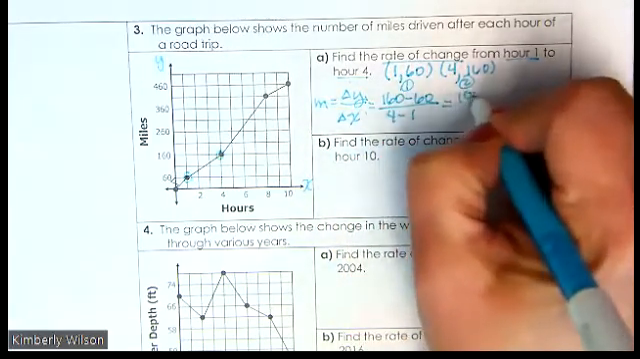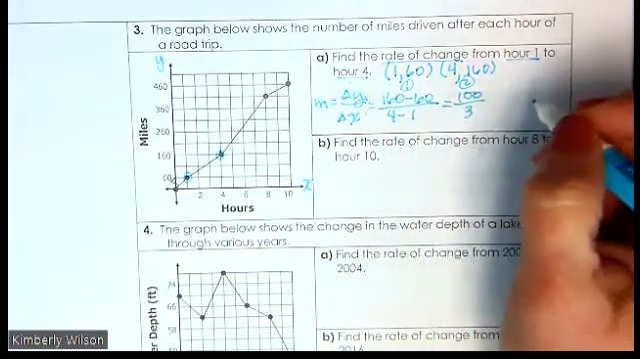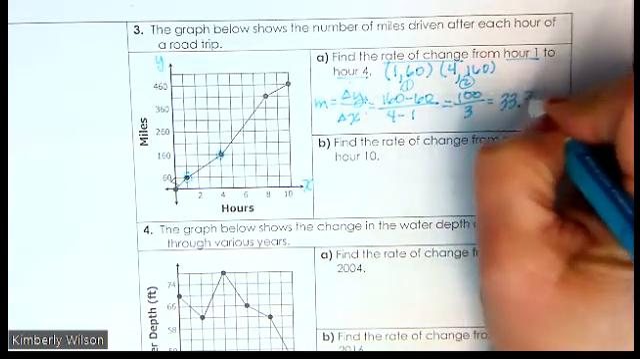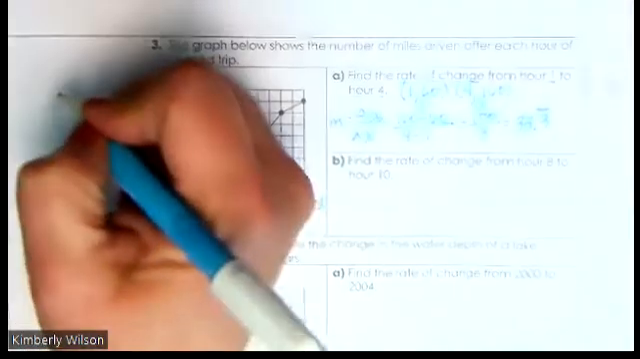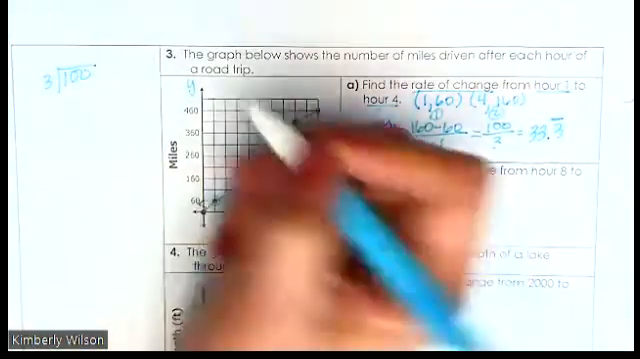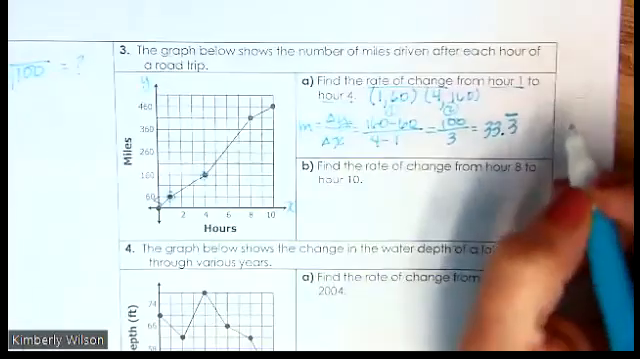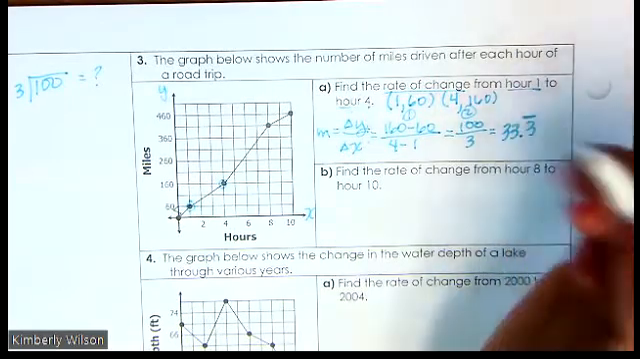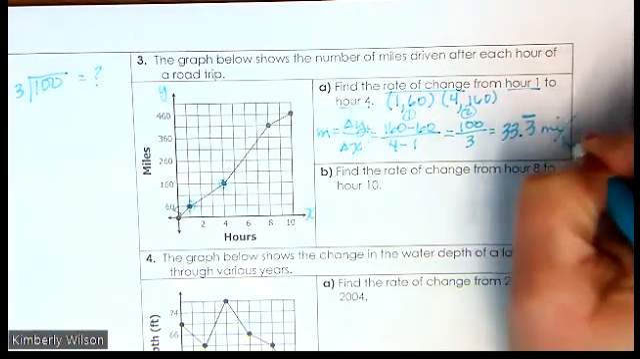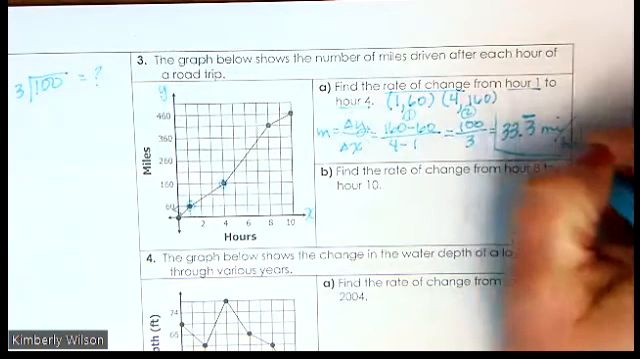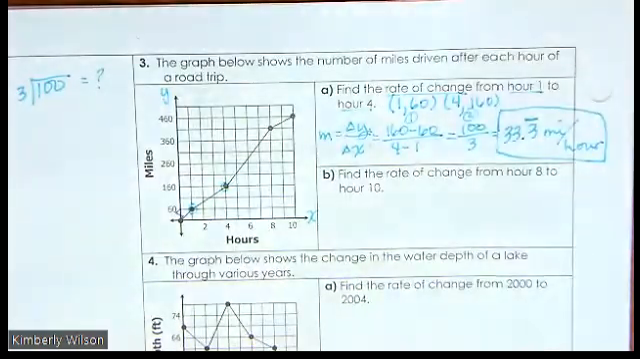So we end up with 100 divided by 3, which is equal to 33.3 repeating. And if you don't know that, then you're over here doing 100 divided by 3 and getting what that equals. I just happen to know this division, but you have to show your work. Okay, and what does it mean? It's miles per hour. It's the y over the x. There's my slope. Okay, moving right along.